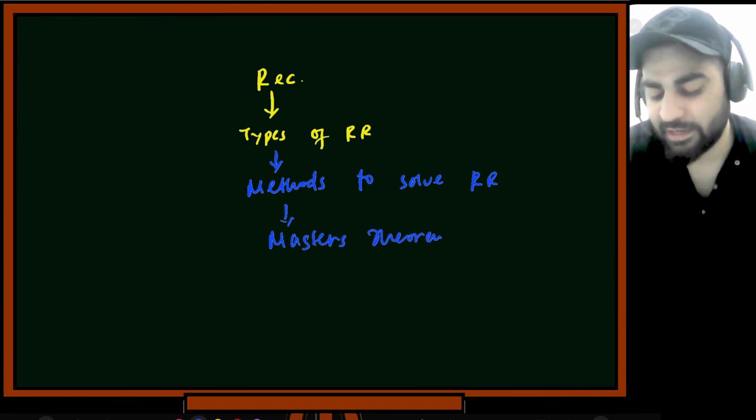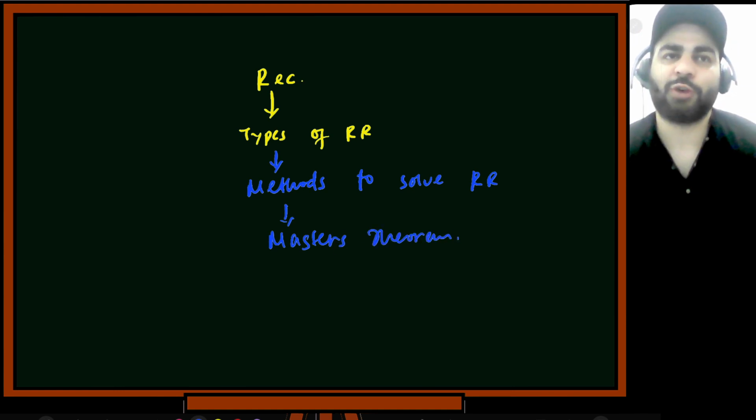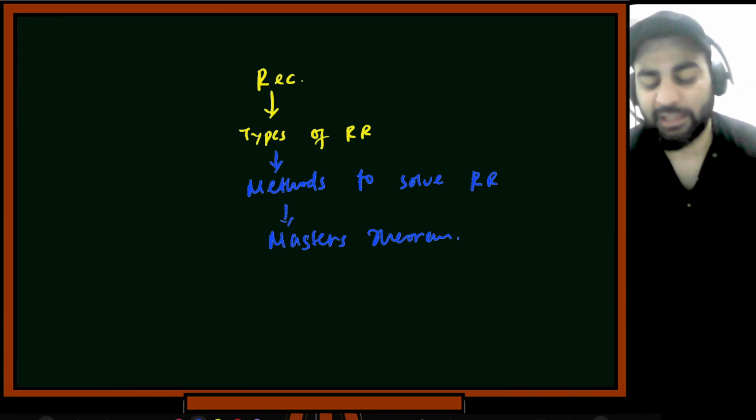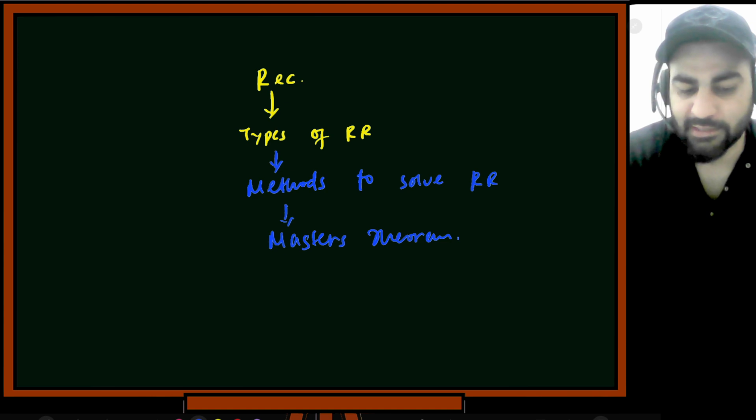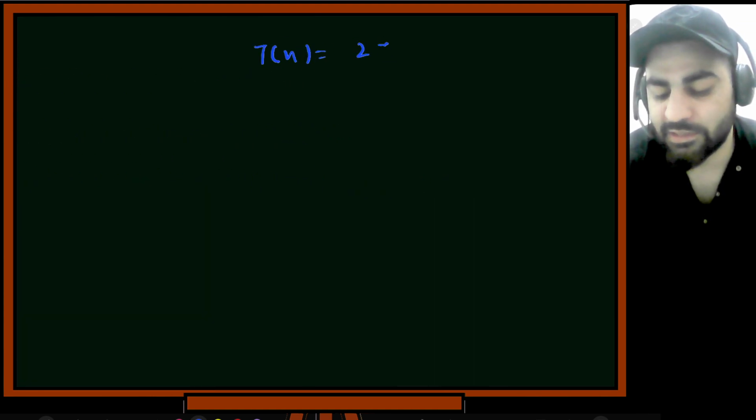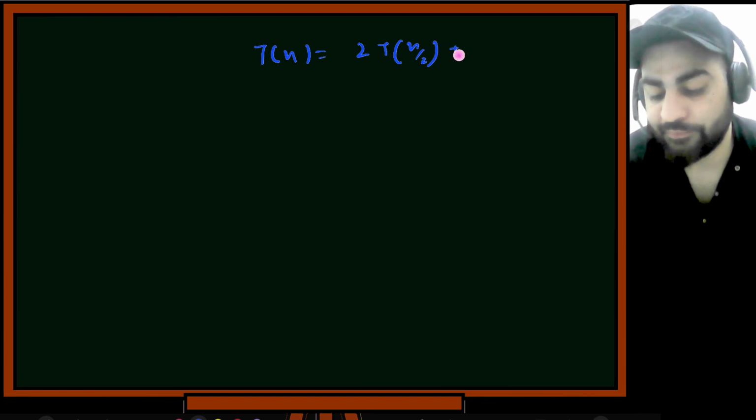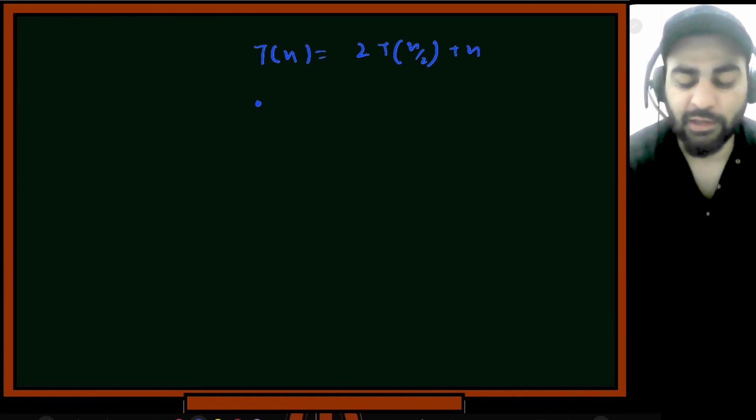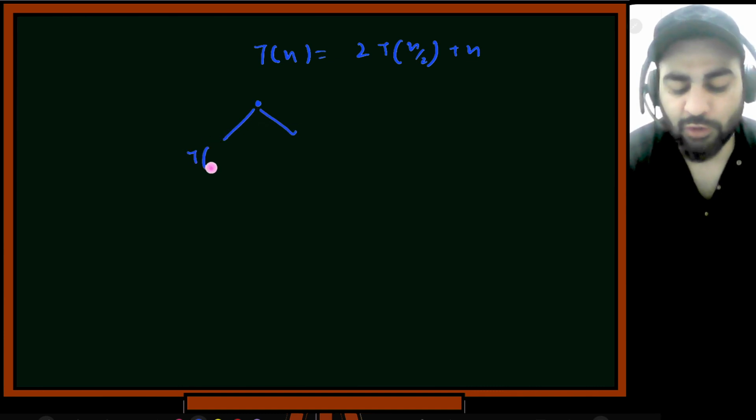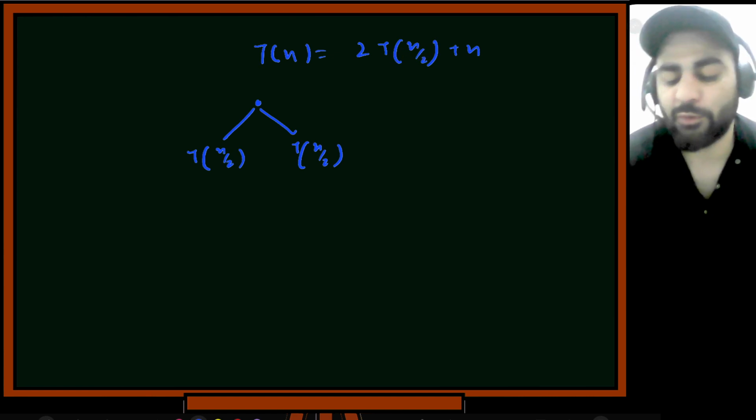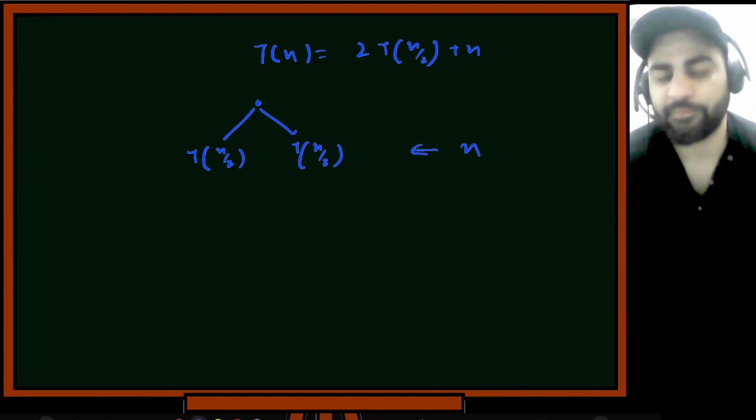Okay, let me give an introduction to tree based methods also. How do they work? In the tree based method, you basically construct a tree. Suppose you have a recurrence relation like this: T(n) = 2T(n/2) + n. Let's suppose this is the root. I'm solving the problem T(n). This gets split into T(n/2) and T(n/2). That is the meaning of T(n/2). And each step takes order n time.